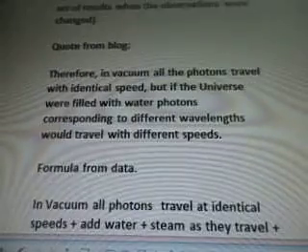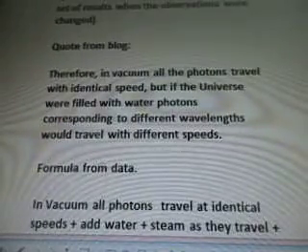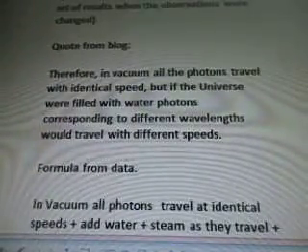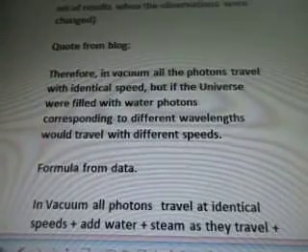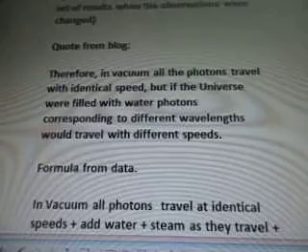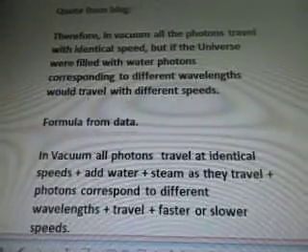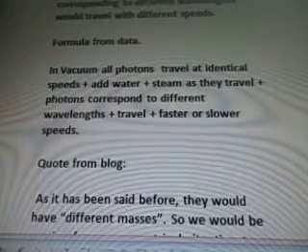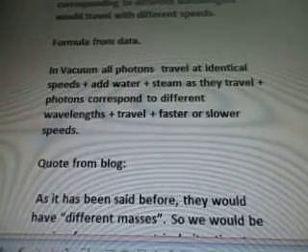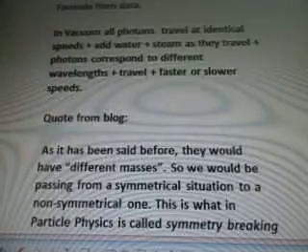Quote from blog: "Therefore, in vacuum, all the photons travel with identical speed, but if the universe were filled with water, photons corresponding to different wavelengths would travel with different speeds." Formula from the data: in vacuum, all photons travel at identical speeds. Add water or steam as they travel. Photons corresponding to different wavelengths travel at faster or slower speeds.